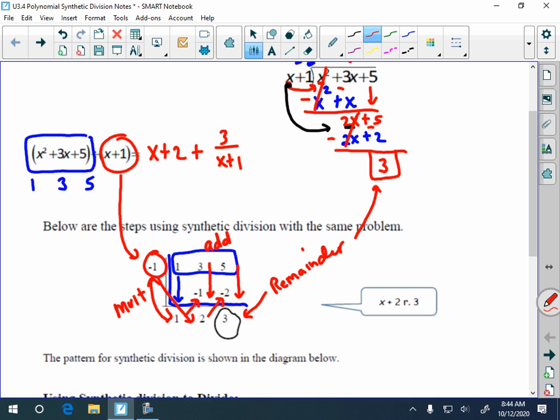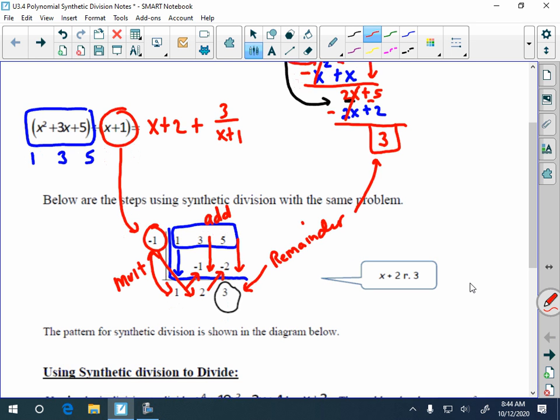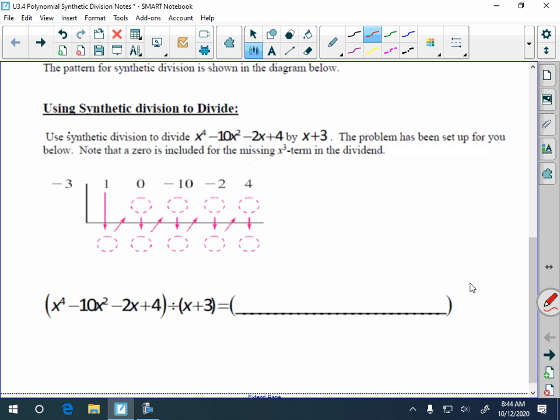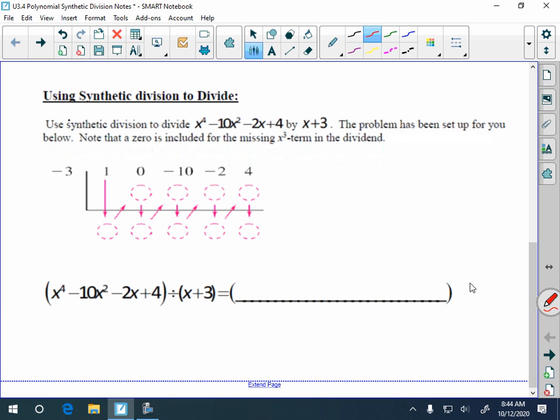And this is the only type of problem that you can use synthetic division on. All right, so if it said x squared plus 1, you couldn't use synthetic. Right? If it said 2x plus 1, you could use synthetic, but it's going to be a little bit harder. You have to manipulate it a little bit. So we would use long division if it said 2x plus 1. All right, so you want to see the pattern again, how this is set up.